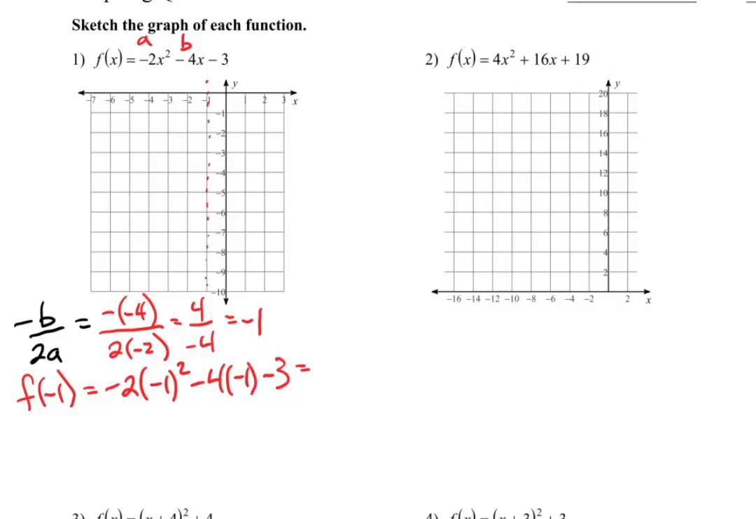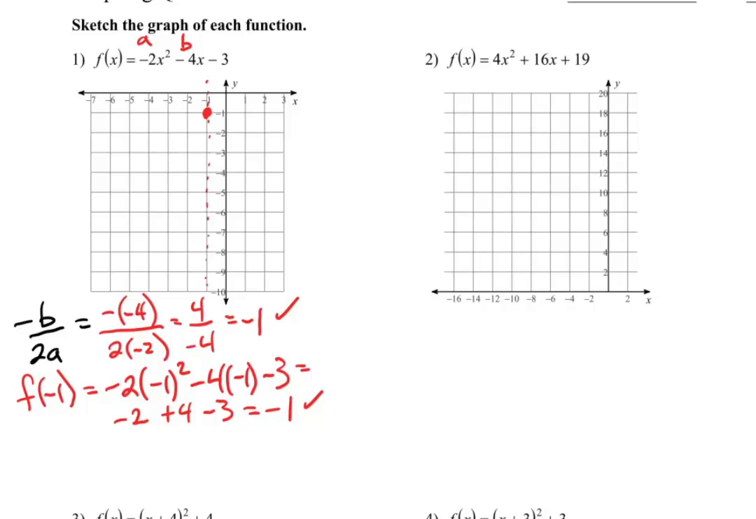This is negative 2 times 1, positive 4, and minus 3, which is 2 minus 3, or negative 1. So we got negative 1 here twice, once there and once there. That translates to the point negative 1, negative 1. That is the vertex. Now we're just going to sketch the graph.